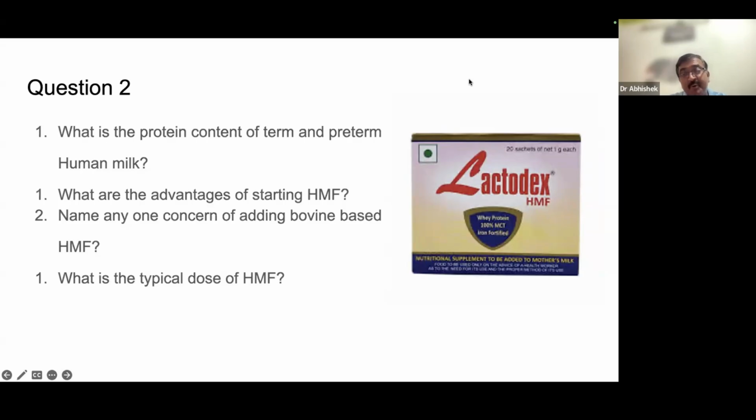Extra protein and calories is the right answer. What is the concern of adding bovine-based HMF? CMPA, NEC, not sure. CMPA is a possibility. Allergy is a possibility. What is the typical dose of HMF? 1 gram in 25 ml, correct?